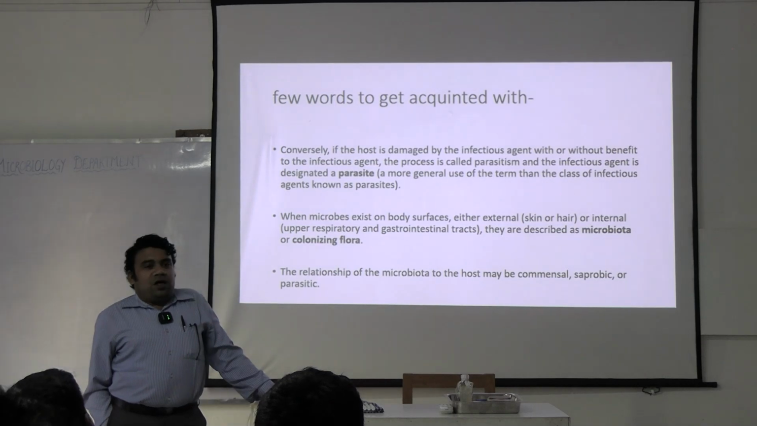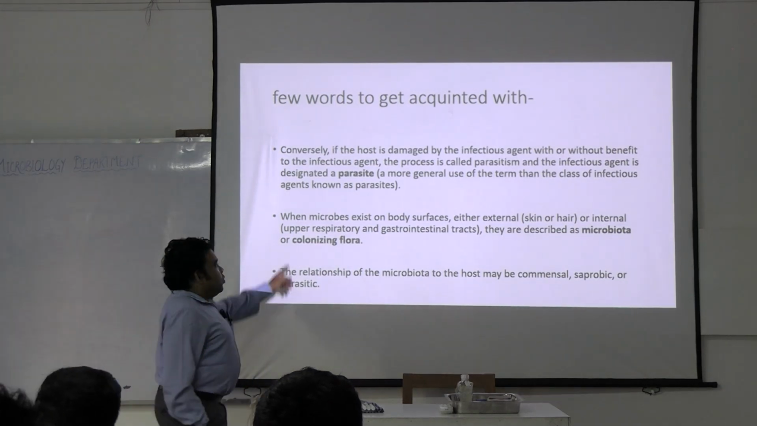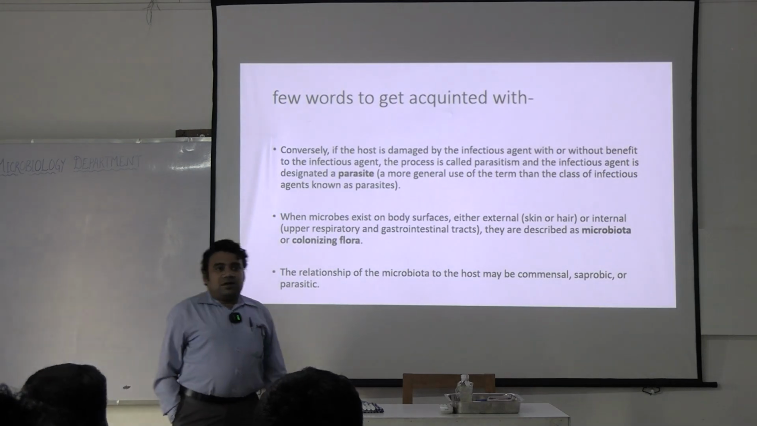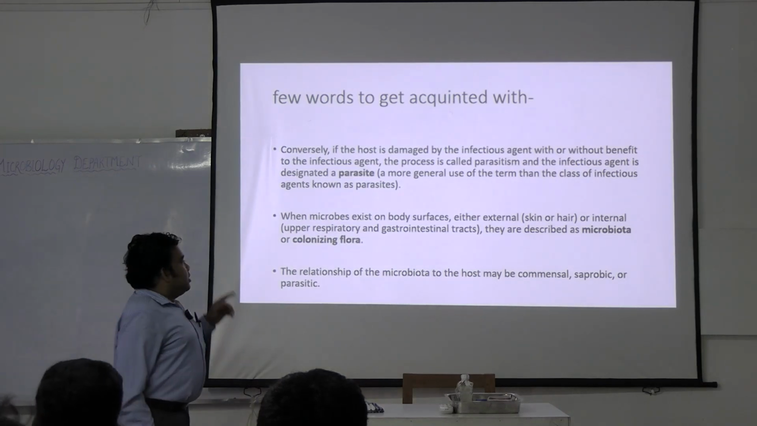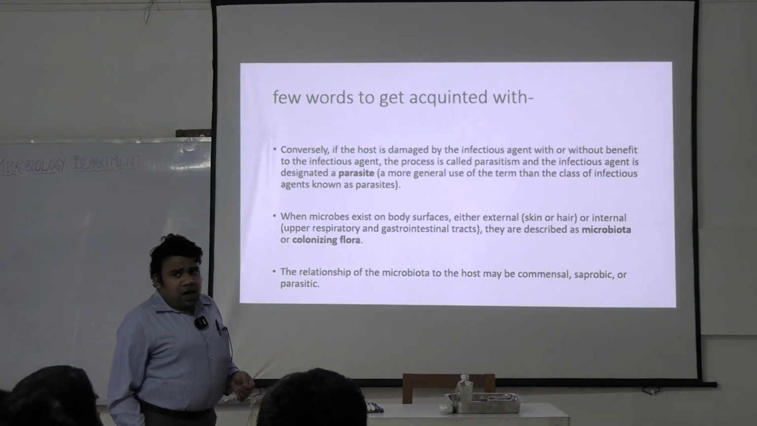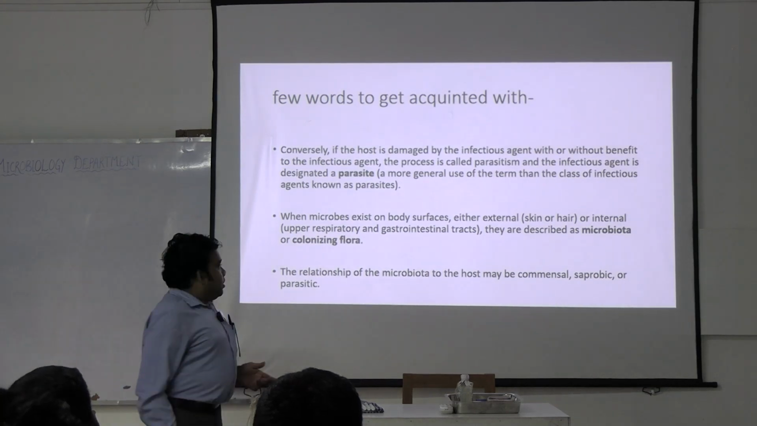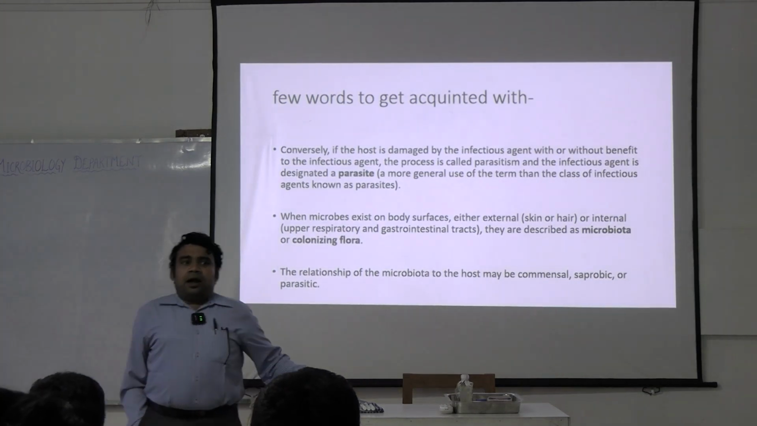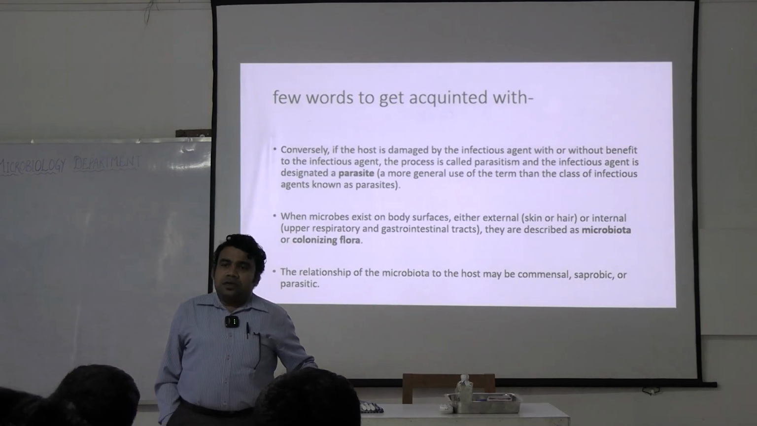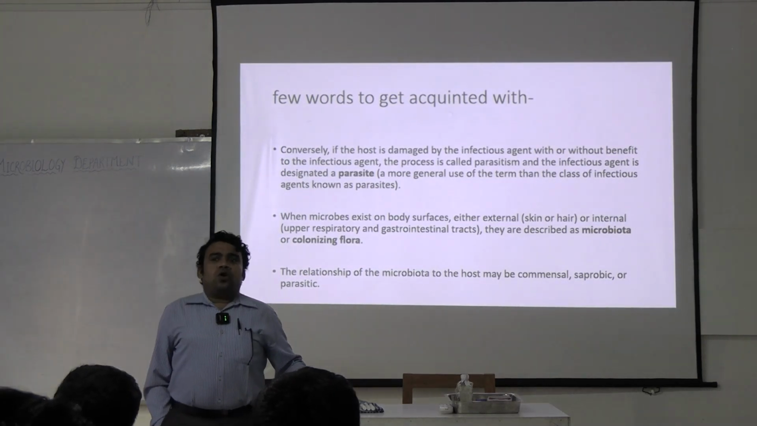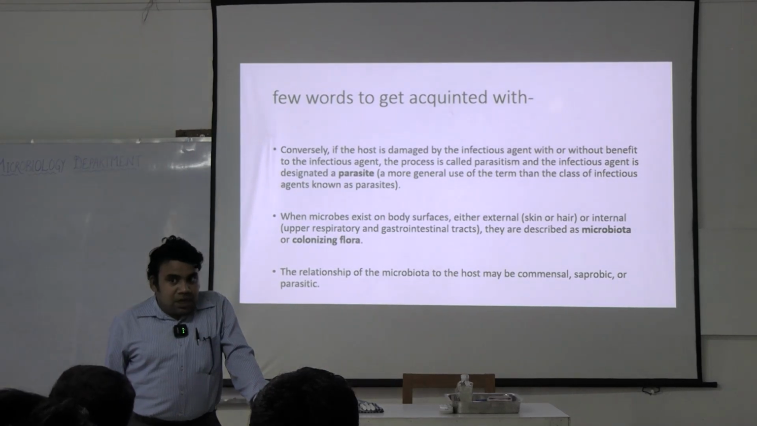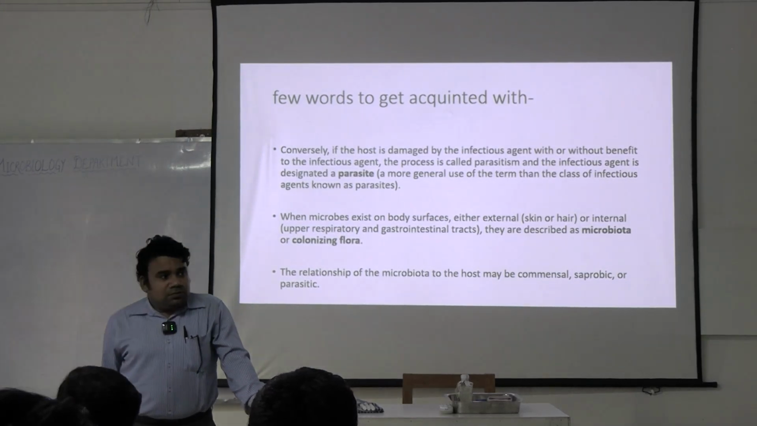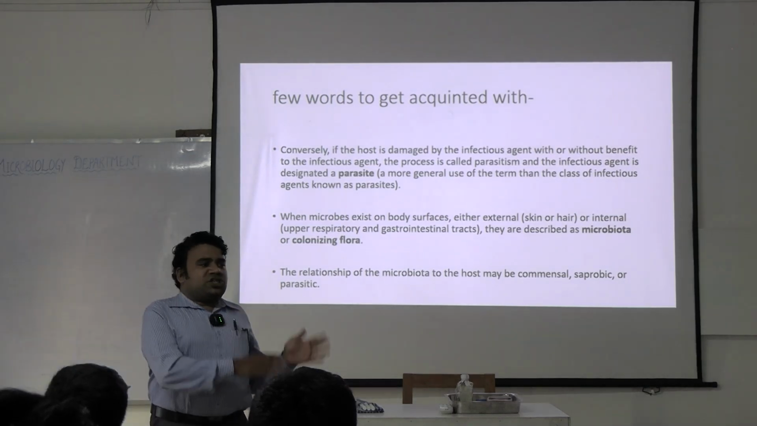Then what will be the colonizing flora? When microbes exist on the body surface, it may be external, it may be mucosal. Mucosal surfaces are also internal. Then they are called microbiota or commensal flora, or colonizing flora. Now they are present on the external surfaces. Normally they would not cause any disease. However, if they gain access into the body, they can cause disease. Understood? They may be present on the surfaces, external or internal.